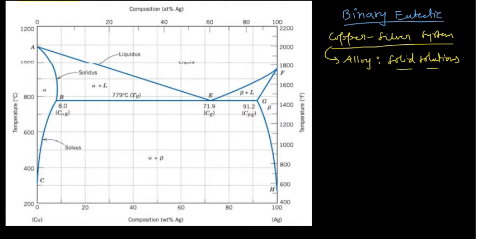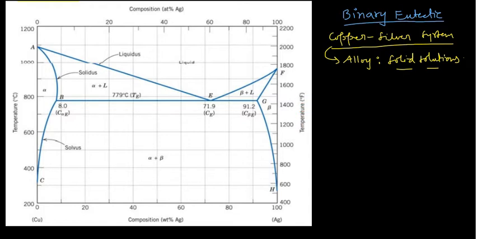In this particular phase diagram, you can see on the y-axis it is temperature in degree centigrade, and on the right hand side, temperature in degree Fahrenheit. If you want, you can easily convert degree centigrade into degree Fahrenheit. I hope you know the formula, but I am not going to discuss that conversion here. You should remember that on the y-axis, on the left hand side you have the temperature in degree centigrade, and on the right hand side you have the temperature in degree Fahrenheit.